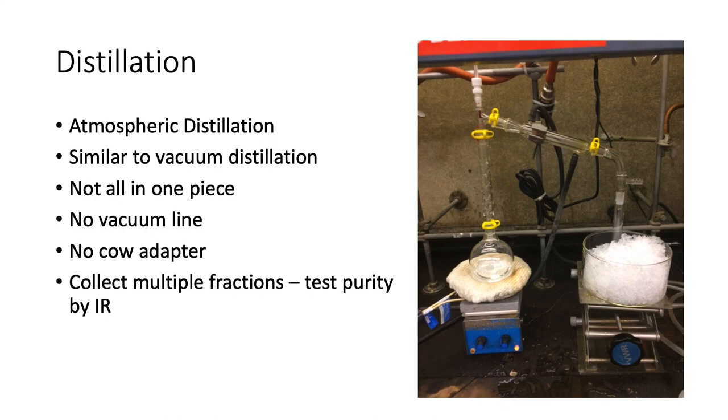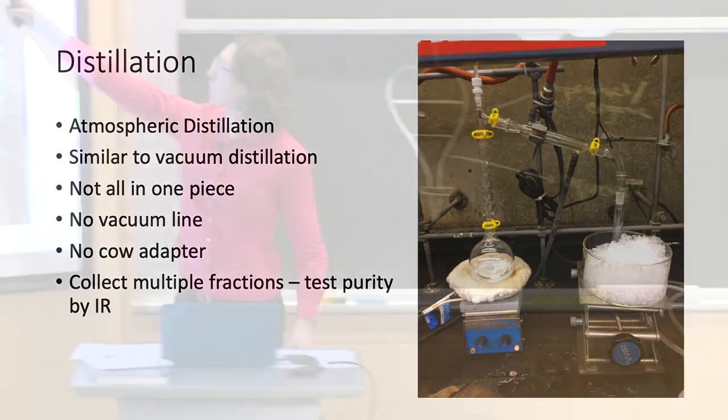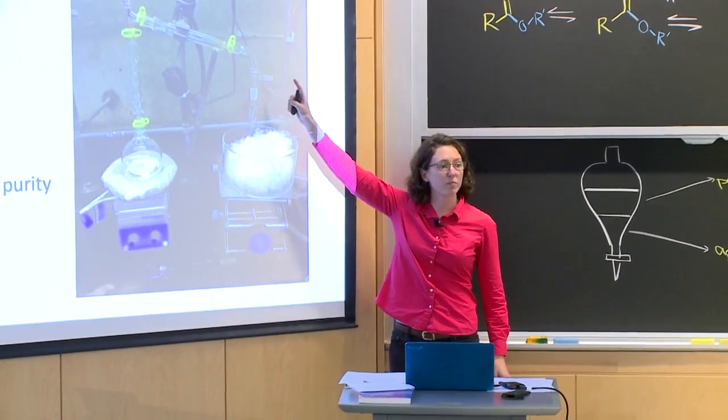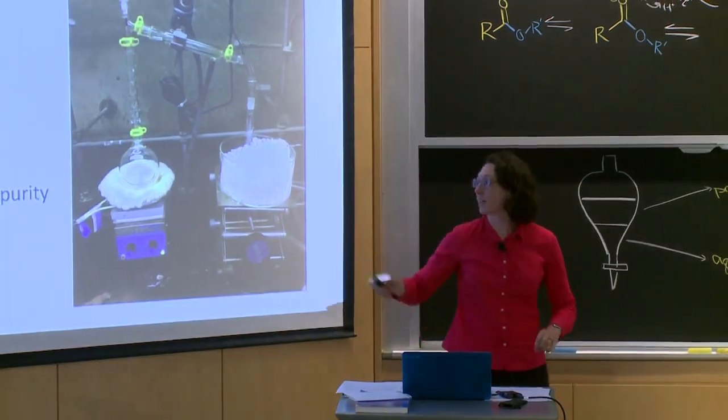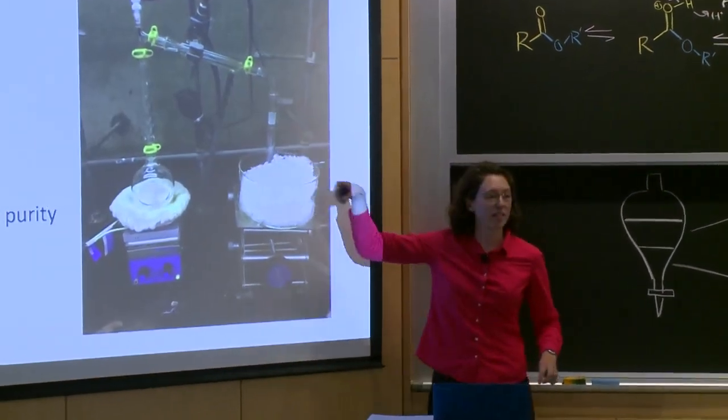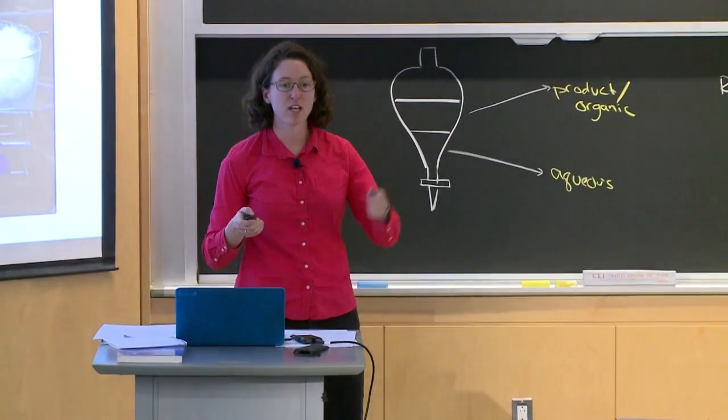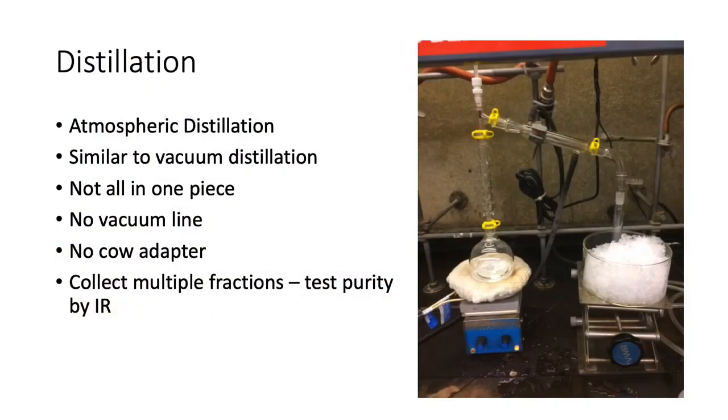When you do this, you're going to collect a few different fractions. In this case, we don't need to use a cow adapter because we're not going to be attaching anything to the vacuum line. You can see that the spout over here, where you'd put your vacuum, is just open to the air. So you can collect your fractions in test tubes on ice. You usually collect the first few drops and then a few different fractions. If the temperature changes, you'll switch your fractions, and your TAs will tell you how to do that. And then you will monitor your purity by IR.